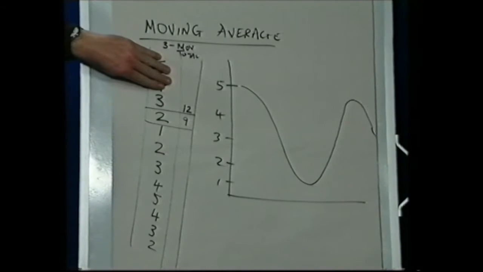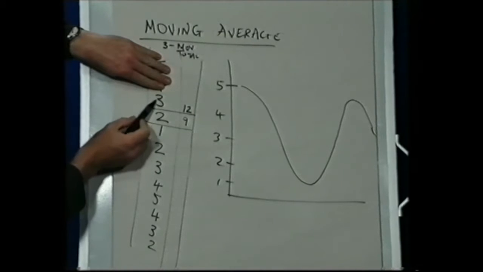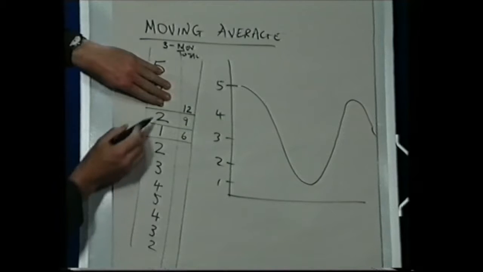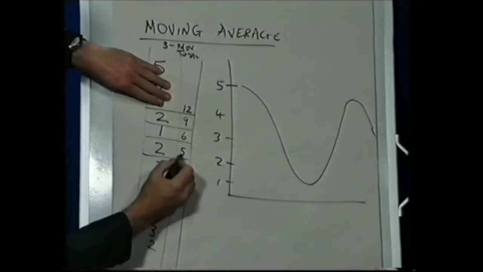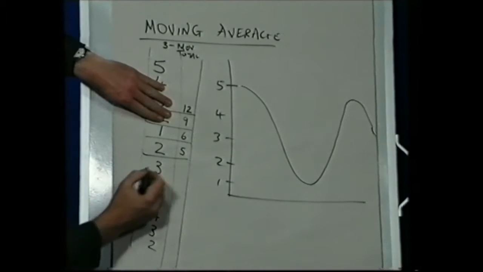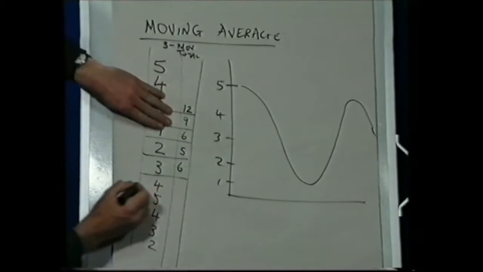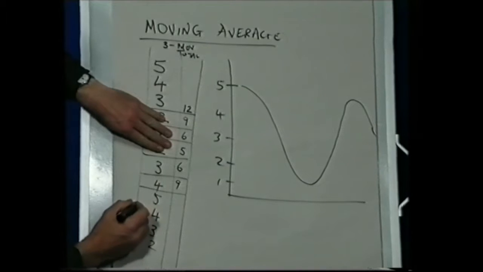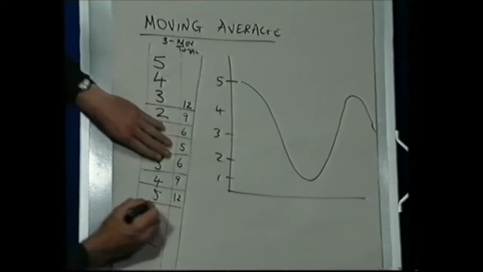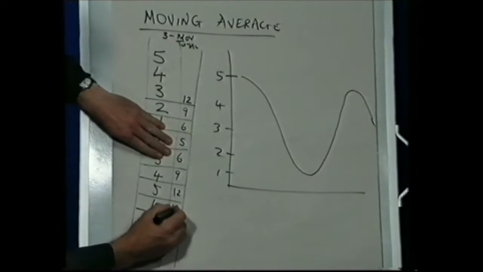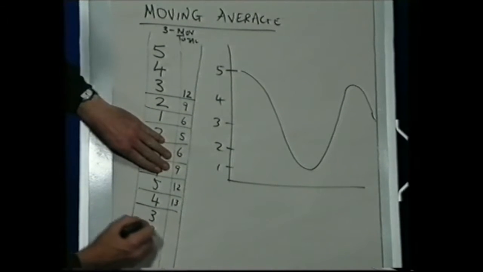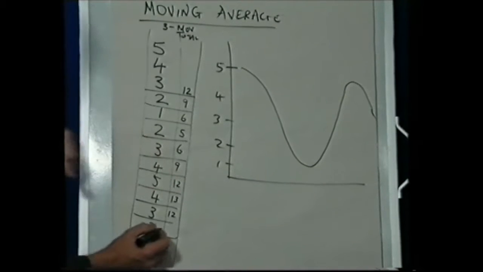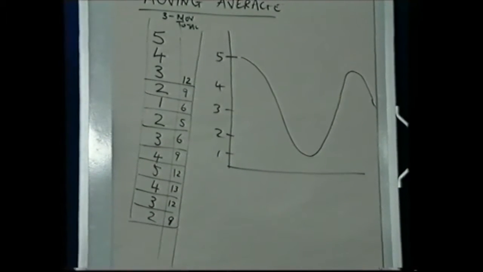I then cut out the first day and take the next batch of 3, 3, 2, and 1 gives me a moving total of 6 cents. 2, 1, and 2 gives me a moving total of 5 cents. 1, 2, and 3 gives me a moving total of 6 cents again. 2, 3, and 4 gives me a total of 9. 3, 4, and 5 gives a total of 12. 4, 5, and 4 gives a total of 13, and 5, 4, and 3 again gives a total of 12. 4, 3, and 2 finally gives us a total of 9.